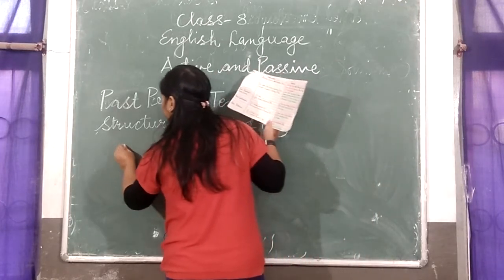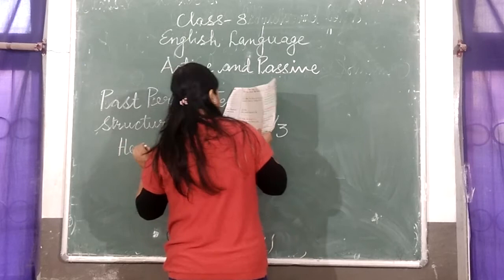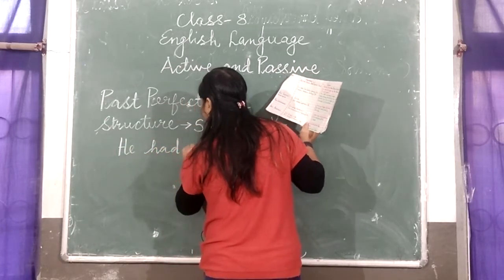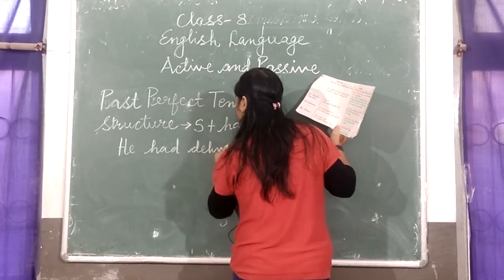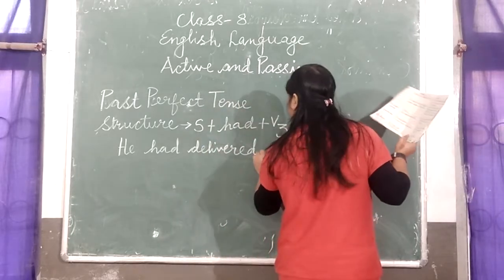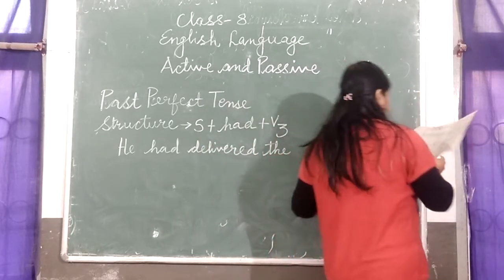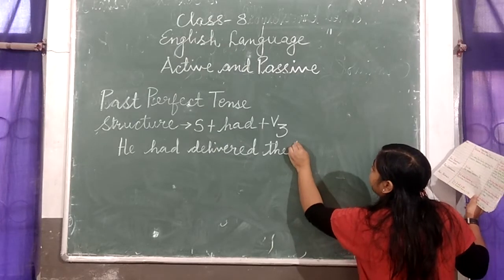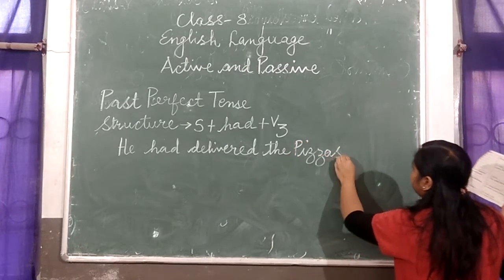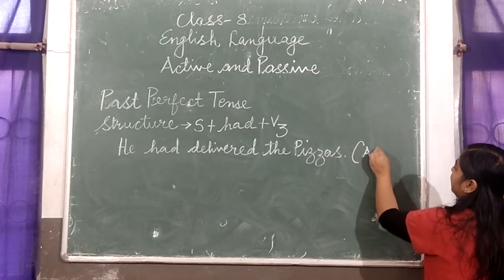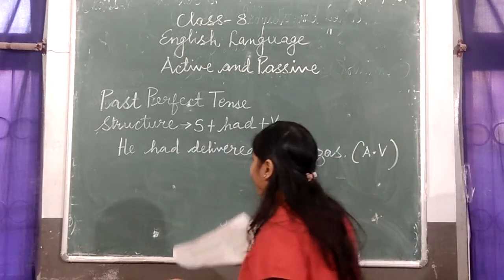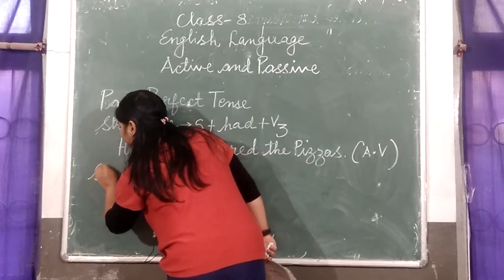So the example goes like this: He had delivered the pizzas. This is in the active. So if you have to change it into passive, the structure goes like this. Children, remember the structure.